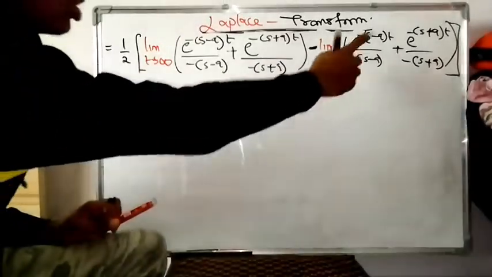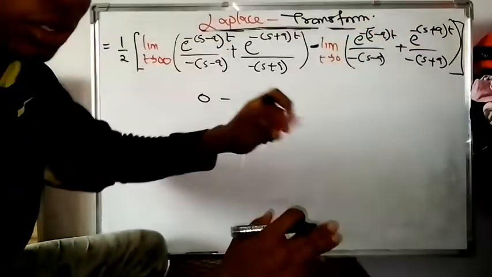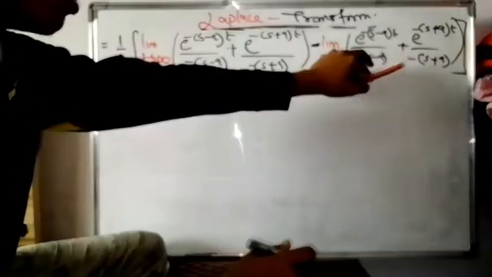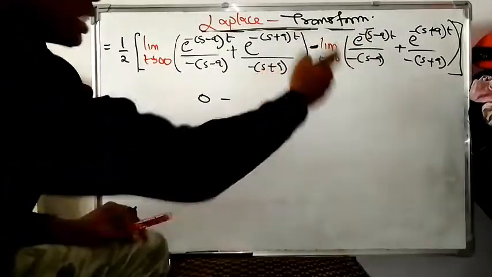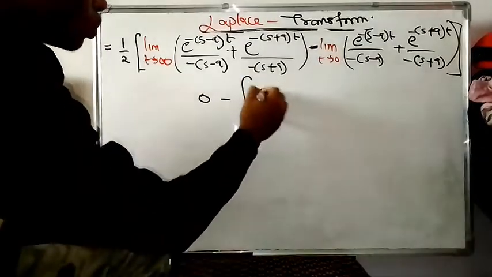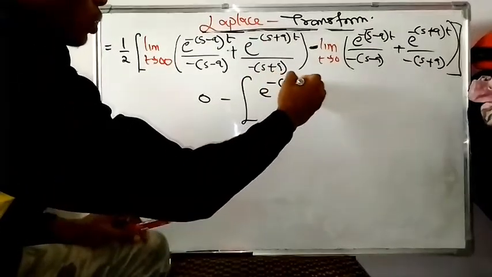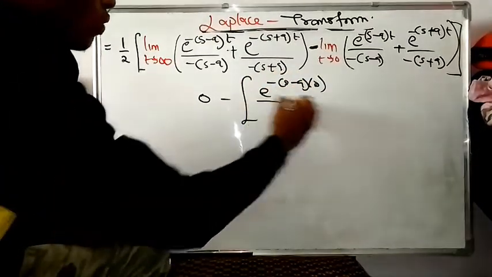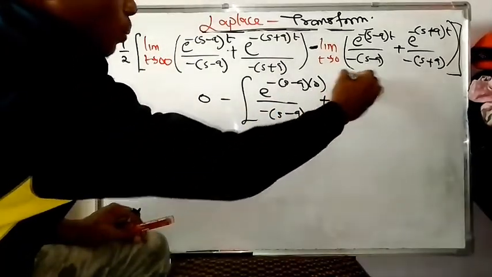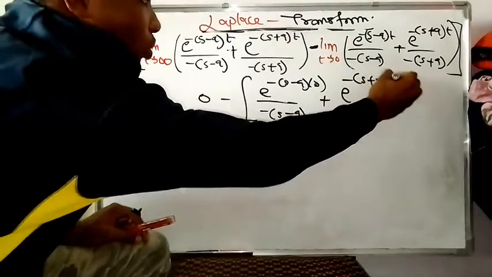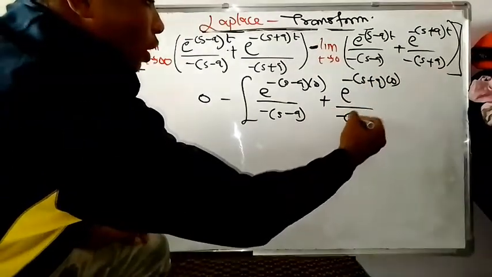Minus limiting t to 0. Everywhere I see t, I put 0. Right, now this can actually give us a very definite figure. So now let's input t to 0 here. Anywhere I see t, I put 0. So this is exponential minus s minus a times 0, divided by minus s minus a, plus exponential minus s plus a times 0, divided by minus s plus a.